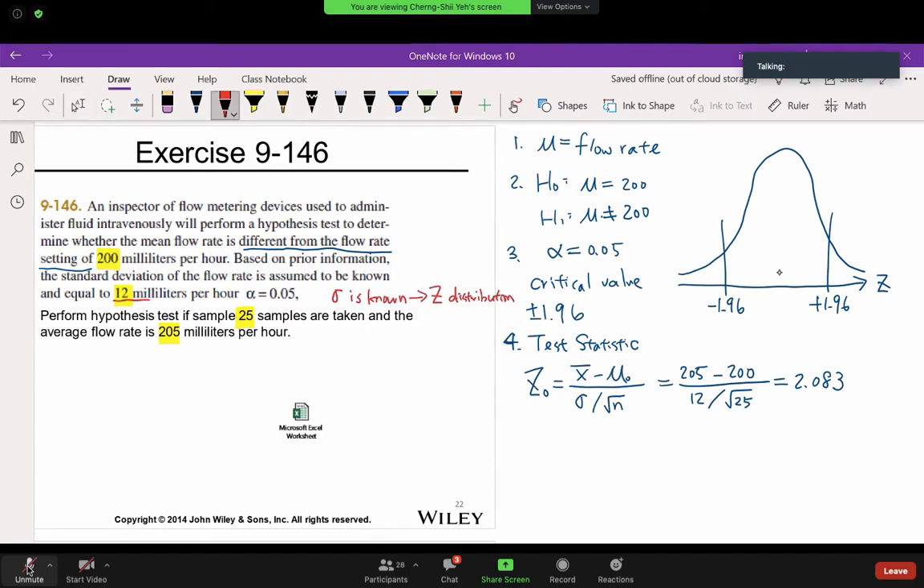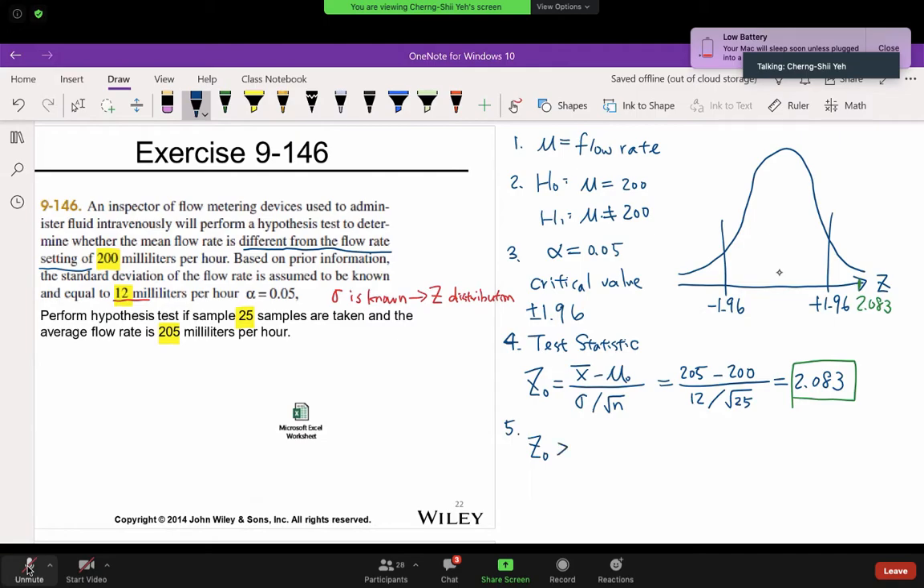Okay, again, now let's see where that corresponds to my confidence interval. 2.083 is over here. Okay, let's draw our conclusion. It is outside my confidence interval. My z statistic is greater than positive 1.96. As a result, we reject the null hypothesis, conclude alternative hypothesis.